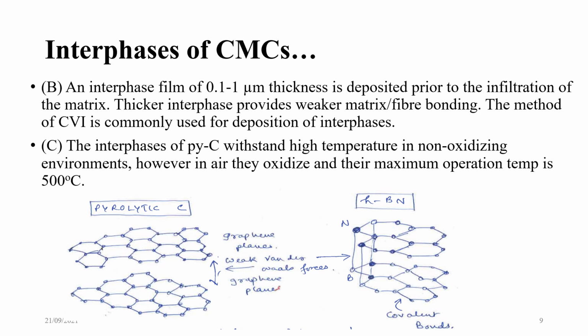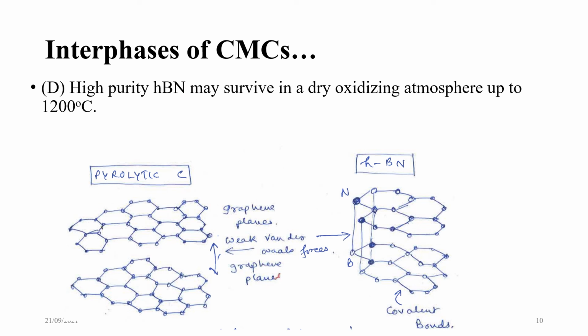An interface film of 0.1 to 1 micron thickness is deposited prior to the infiltration of the matrix. Thicker interface provides weaker matrix and fiber bonding. The method of CVI is commonly used for deposition of interfaces. CVI, what is CVI? Chemical vapor infiltration. The interfaces of pyrolytic carbon withstand high temperature in non-oxidizing environments. However, in air they oxidize and their maximum operating temperature is 500 degrees Celsius. High purity hexagonal boron nitride may survive in dry oxidizing atmosphere up to 1200 degrees Celsius.